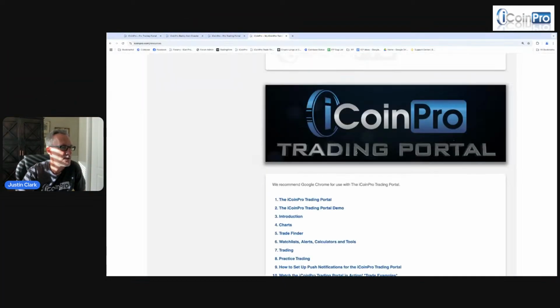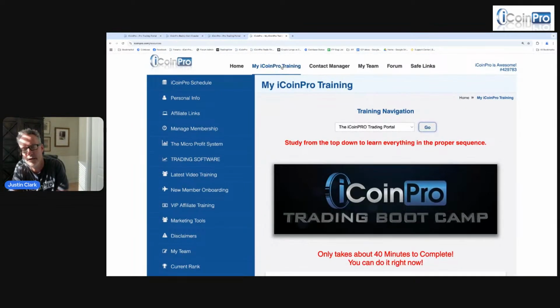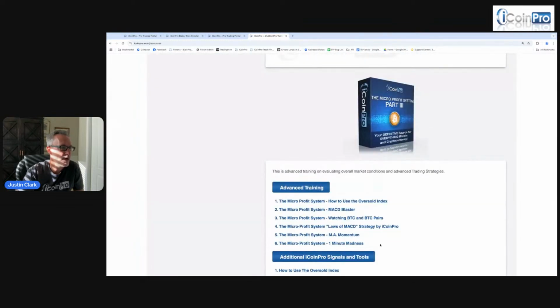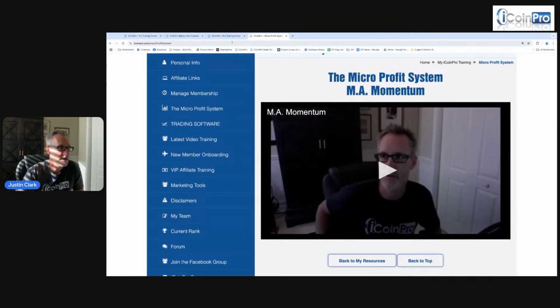But for those who are members of iCoinPro, I'm going to use a chart setup. It's different than our normal one. It's called the MA momentum, moving average momentum. This is the one that we use to really gauge where exactly everything is on an asset, take a step back and look at the bigger picture. You click on My iCoinPro Training, go down to Micro Profit System Part 3, hit go, and then click on MA momentum. If you want to do the full training on it, it's covered there.